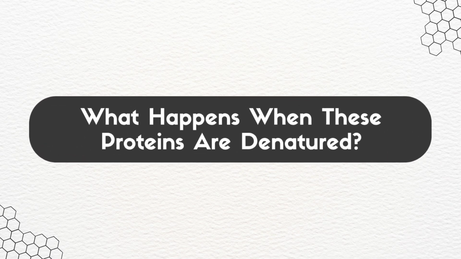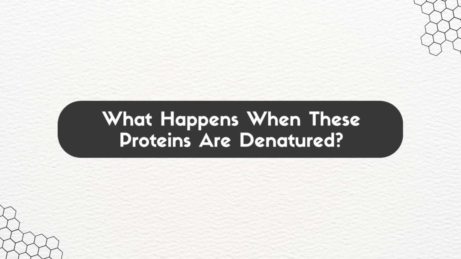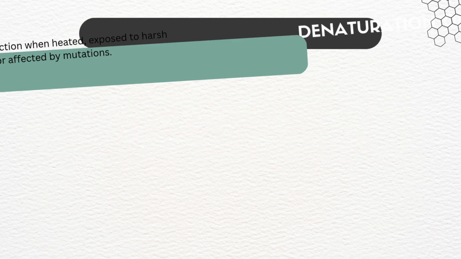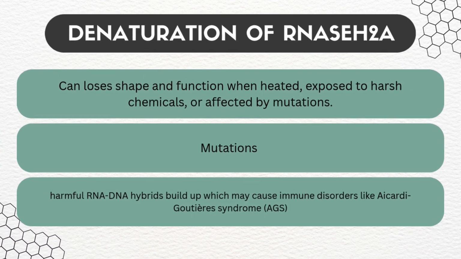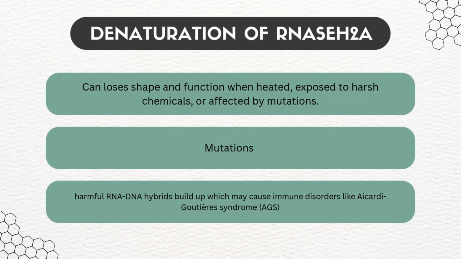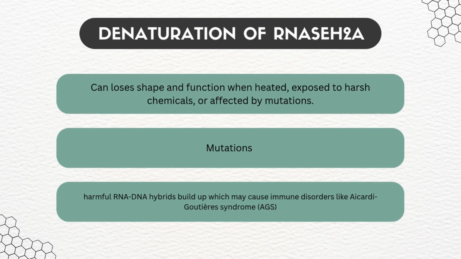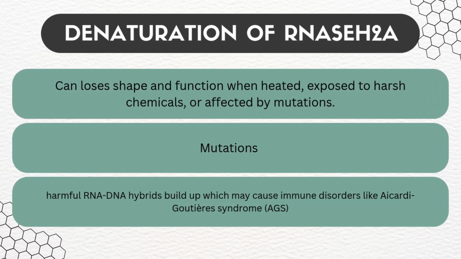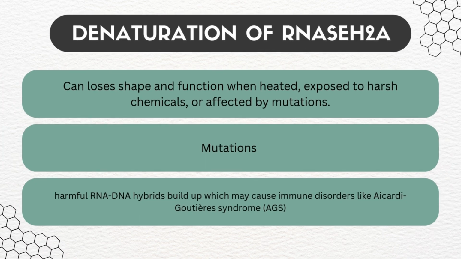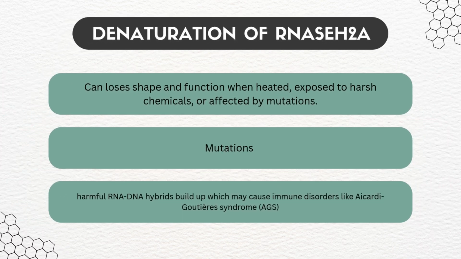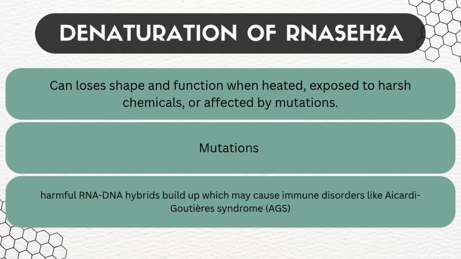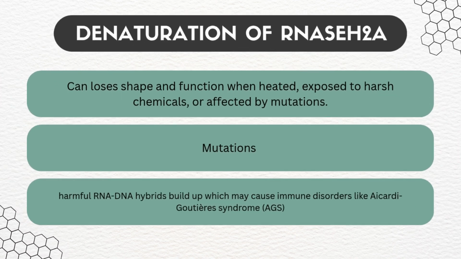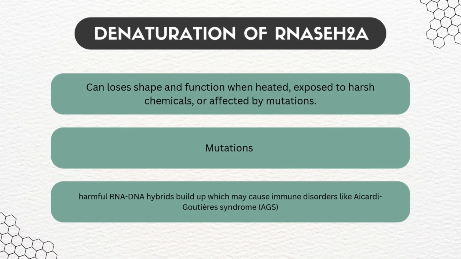Last but not least, I will explain what will happen when these proteins are denatured. When ribonuclease H2 subunit A is denatured, it can lose its shape and function when heated, exposed to harsh chemicals, or affected by mutations. Mutations, especially at parts where it connects with other subunits, can stop it from working properly. If it doesn't work, harmful RNA-DNA hybrids build up, which may cause immune disorders like AGS. This disorder makes the body wrongly think there's an infection and attack itself.